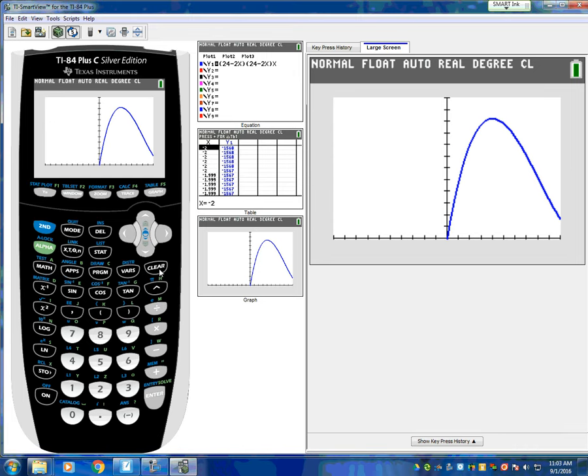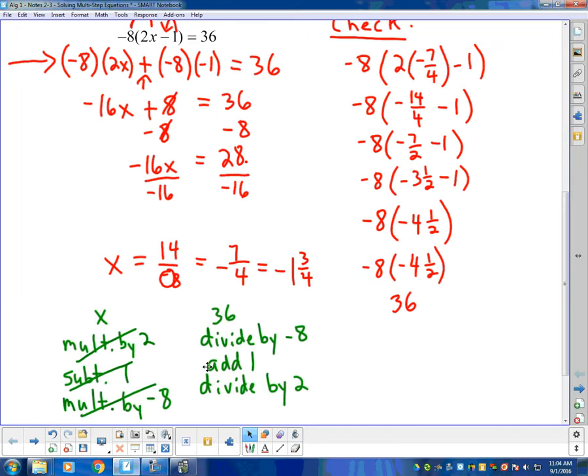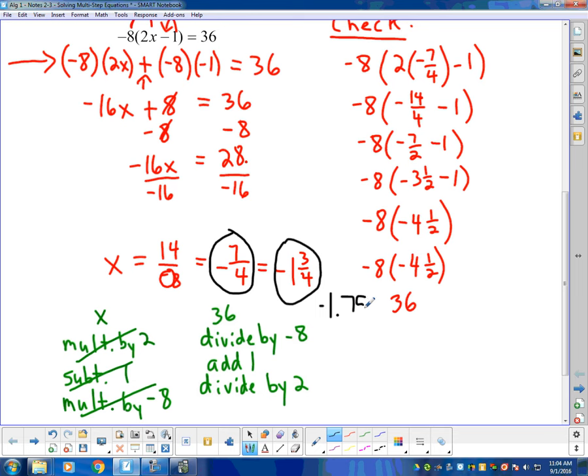Okay, so on my graphing calculator, I would do exactly what it said here. We had a flowchart that says take 36, divide by negative 8, then add 1, then divide by 2. So let's go ahead and do that. Remember, my answer here was x equals negative 7/4 or negative 1 3/4. If you were to write that as a decimal, it would be negative 1.75. So let's see what we get on our calculators. Let's simplify that as well.